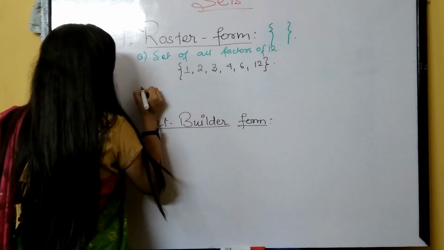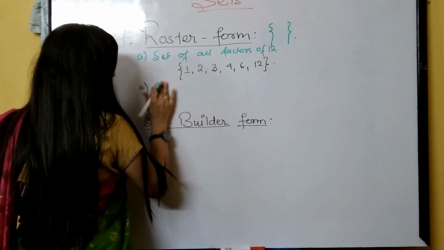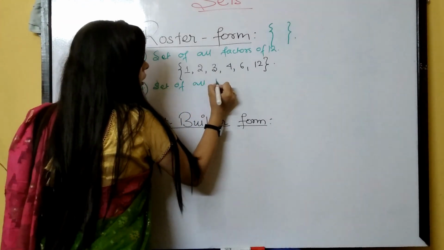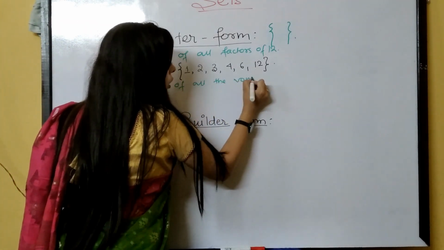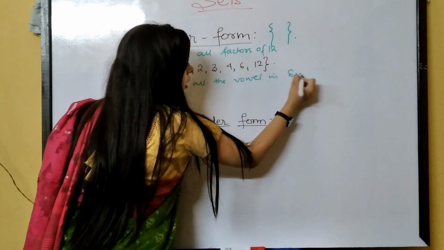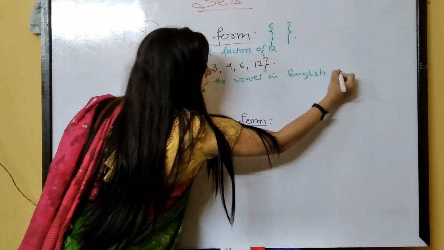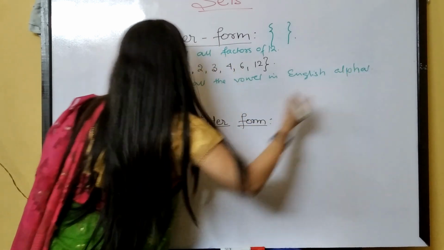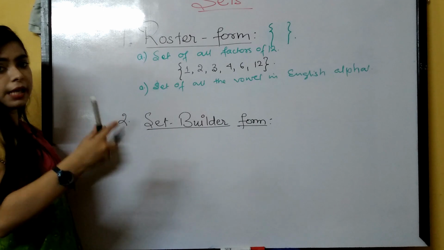So if I ask you to write the set of all the vowels in the English alphabet, how do you write it? Again, you know it is A, E, I, O, U.